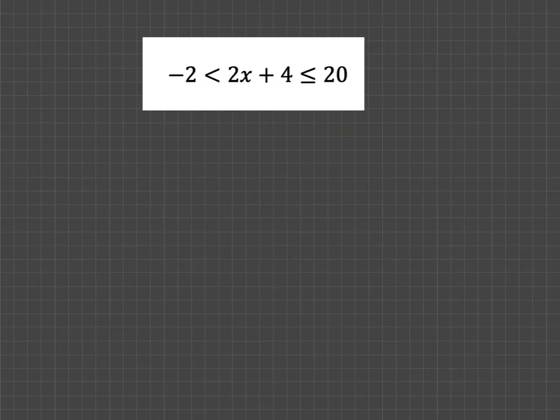Now this one has 2 inequalities. We can solve this like an equation, but now we've got 3 parts that we need to do the same thing on. So we can think of this as being a part, this as being a part, and this as being a part. As long as we do the same thing to all 3 of the parts, we can maintain this inequality and solve this. So we want to get the x by itself. That's still the goal. So if we subtract 4, we can do that as long as we subtract 4 from the negative 2 and the 20. That results in negative 6 less than 2x less than or equal to 16.